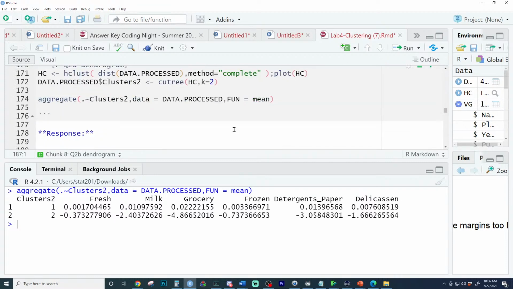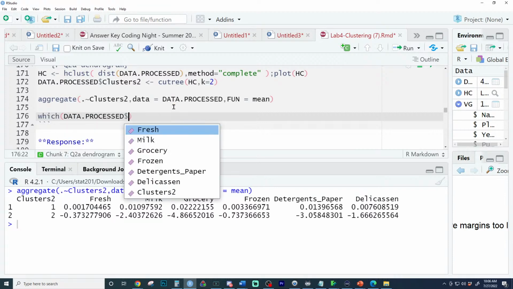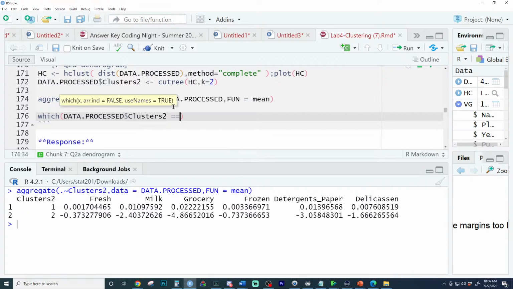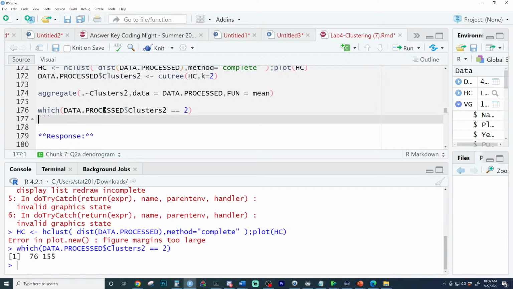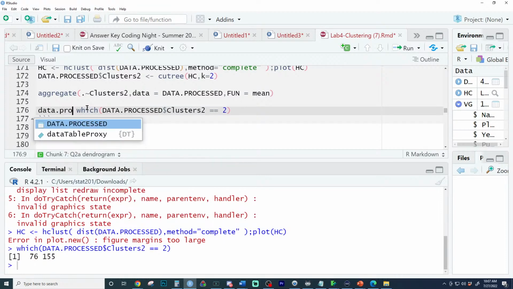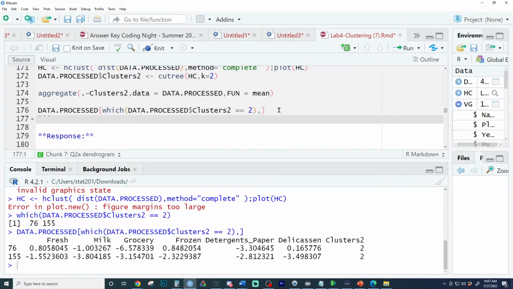Let's write a quick code to just get those individuals. You can view the data set to find them. Let's go to which and data processed. Cluster 2 equals 2. There's the rows of the individuals. And inside of data processed, let's just grab the rows. This is the same sort of thing we saw earlier, but there's the rows of the two individuals.